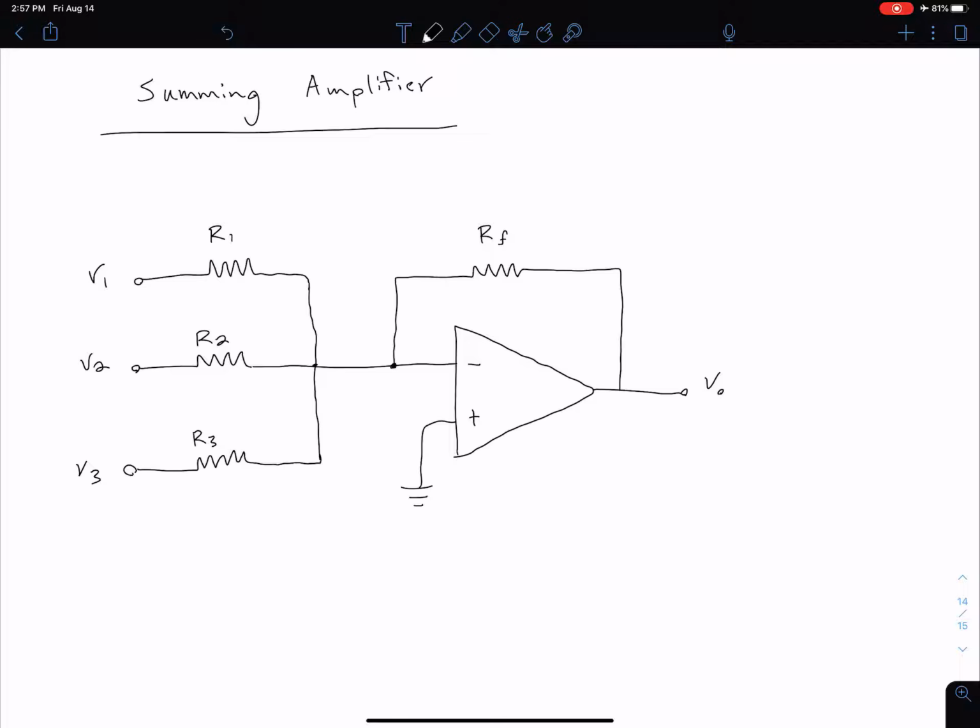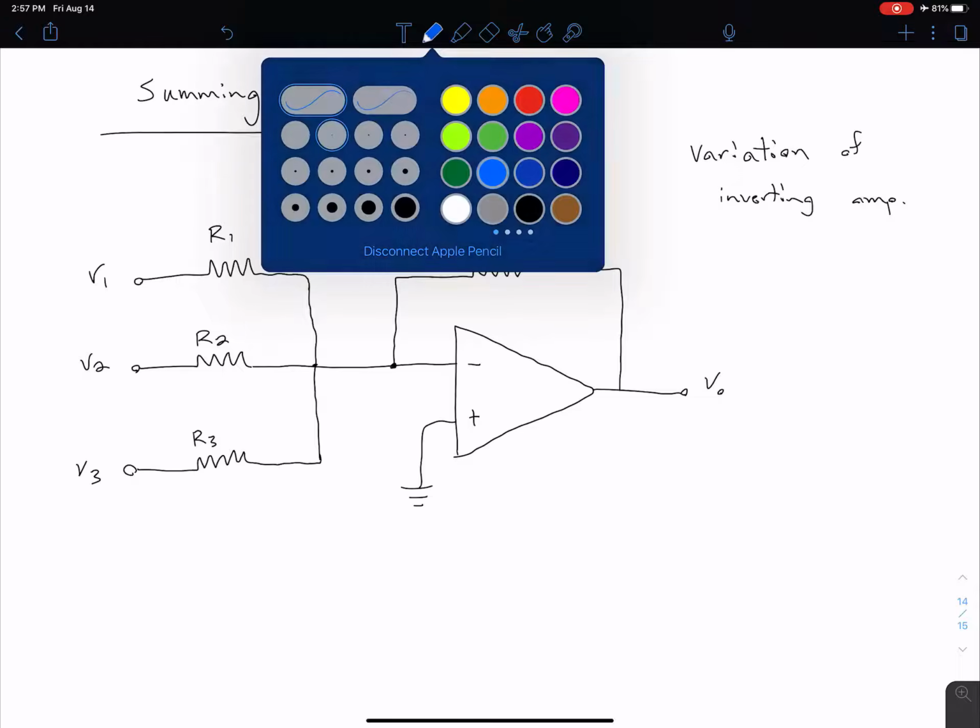Let's take a look at this configuration, which is called a summing amplifier. If we look at the configuration, we notice that it's actually just a variation of our inverting amplifier, where we have more than one input on our inverting terminal. So it's just a variation of the inverting amp, except now instead of just having R1, we also have R2 and R3.